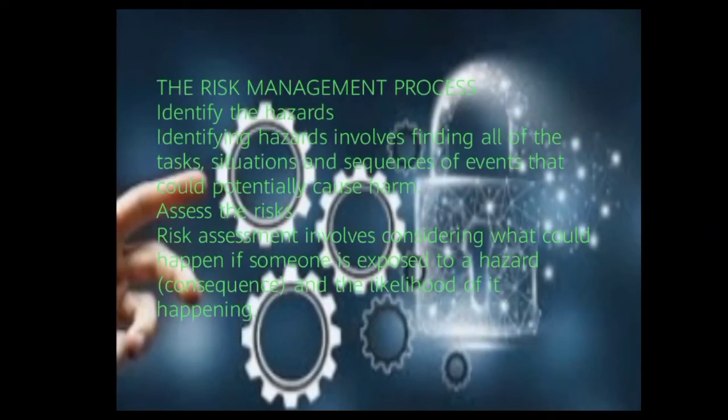Next, the risk management process. Identify the hazard. Identifying hazards involves finding all of the tasks, situations, and sequences of events that could potentially cause harm. Assess the risk. Risk assessment involves considering what could happen if someone is exposed to a hazard, the consequence and the likelihood of it happening.